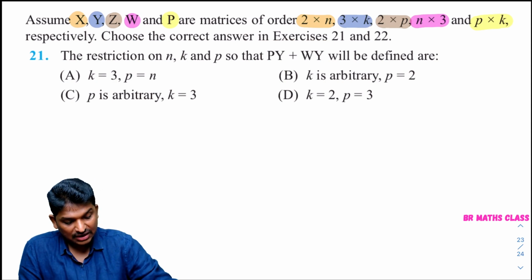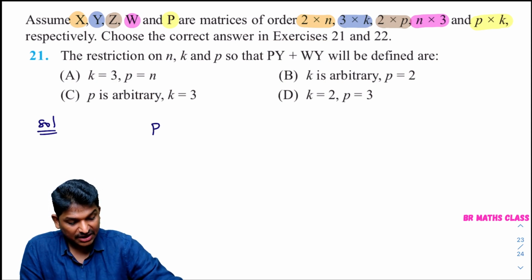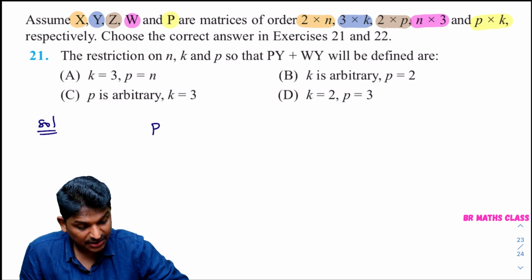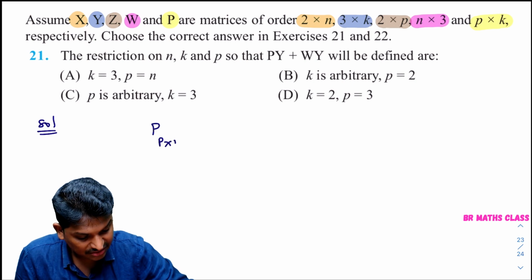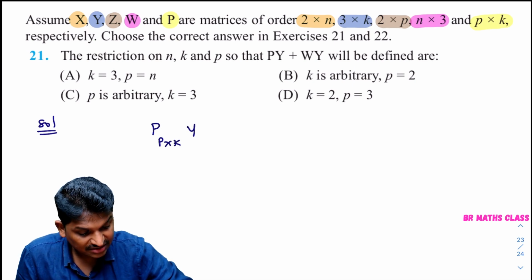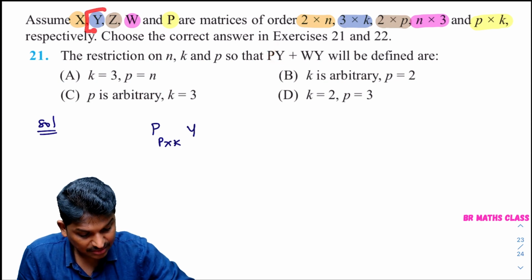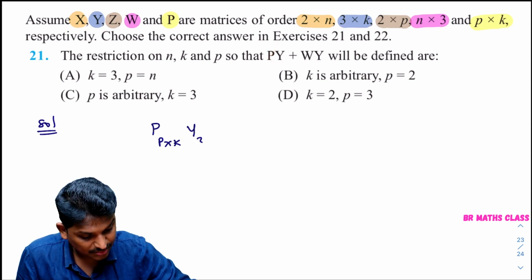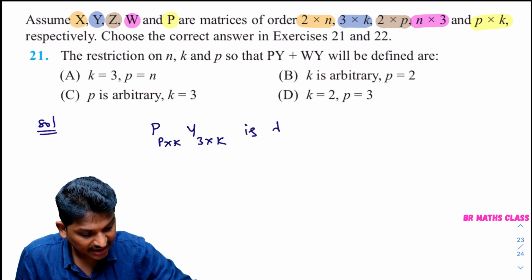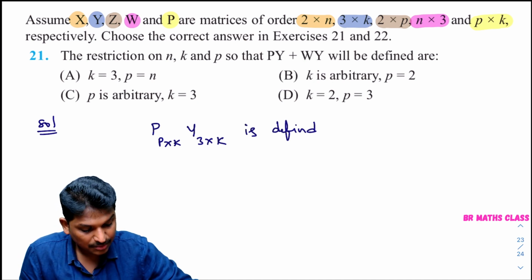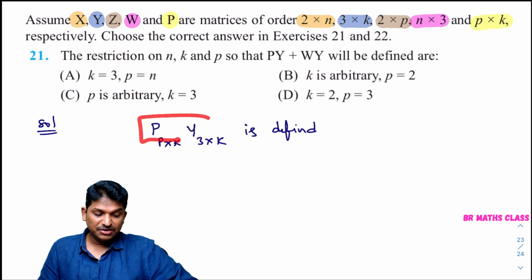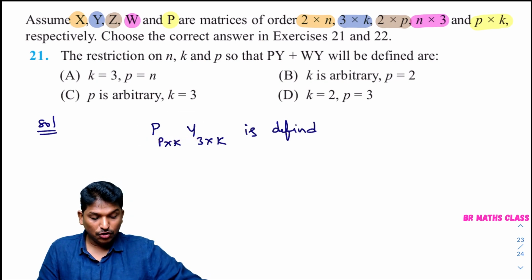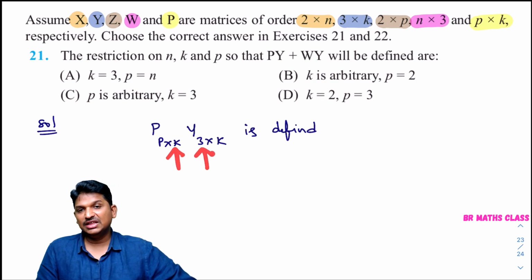So first, PY. P is a matrix of what order? They have given here, P is a matrix of order p by k. Y is a matrix of order 3 by k. Look here, when is the multiplication of these two matrices PY defined? PY is defined when the number of columns in P equals the number of rows in Y. Then only PY is defined. Otherwise PY is not defined.